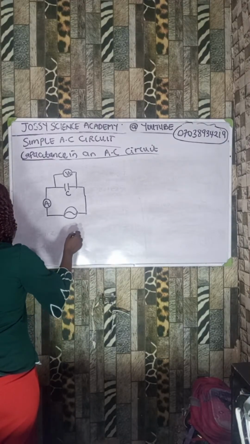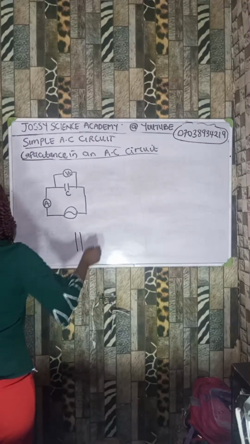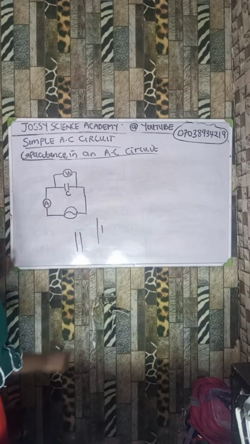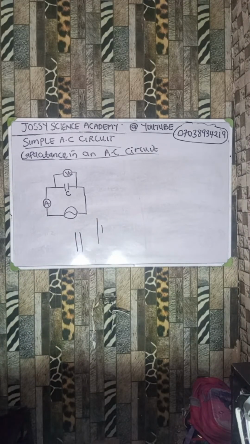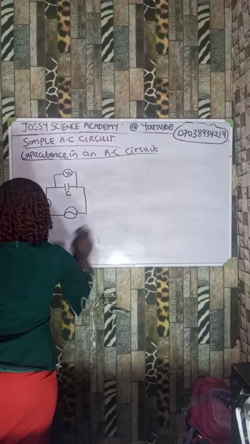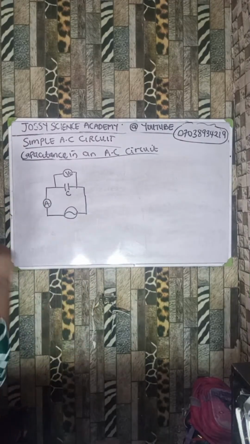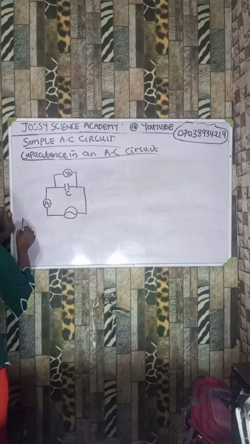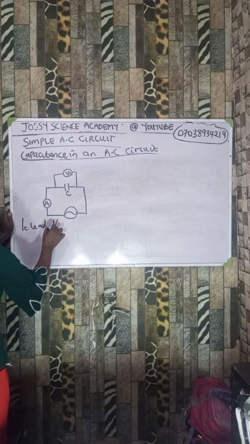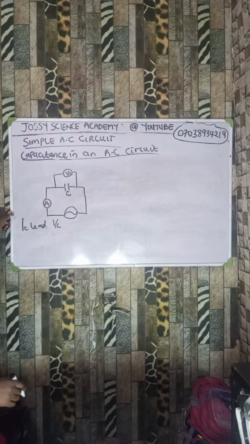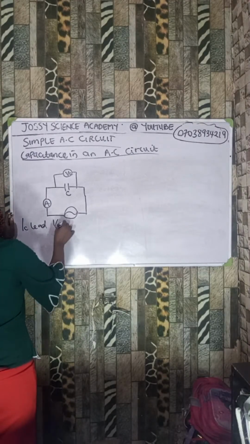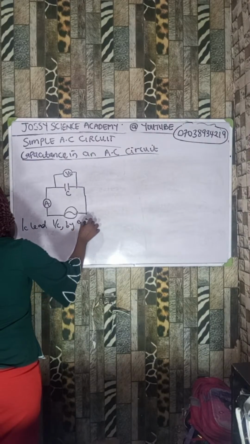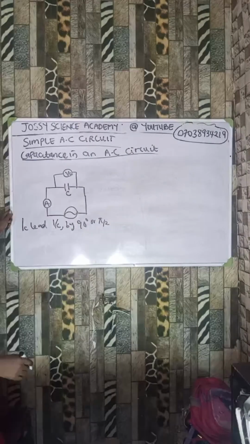Capacitor. Please don't get this confused. When you have two parallel plates, it is called a capacitor. When you have a small and a shorter one, it is called a cell. Please don't get it confused. This is not a cell. This is a capacitor. Now, what you should know about this is that in this circuit, current is leading. I will say current, that is IC, leads voltage, and it leads it by 90 degrees, or pi over 2.